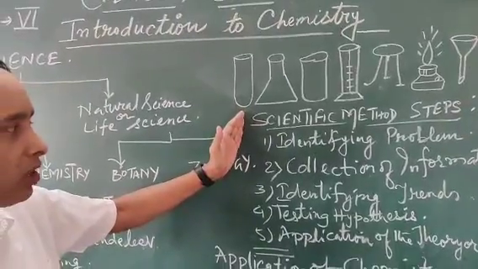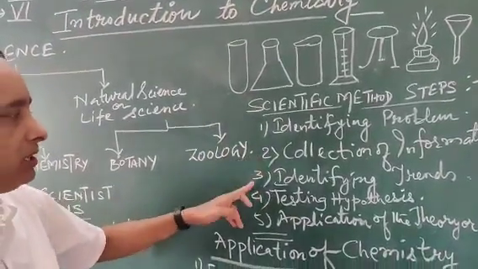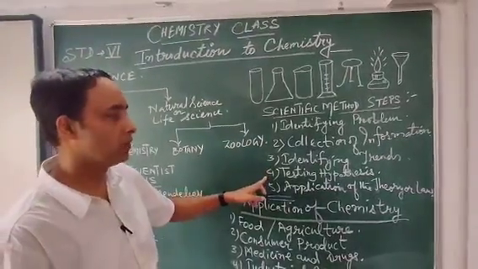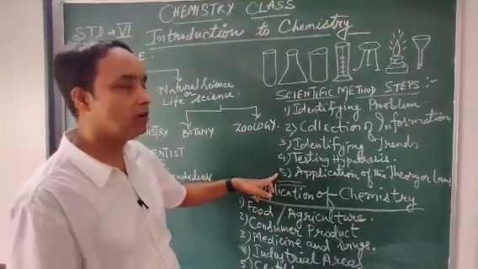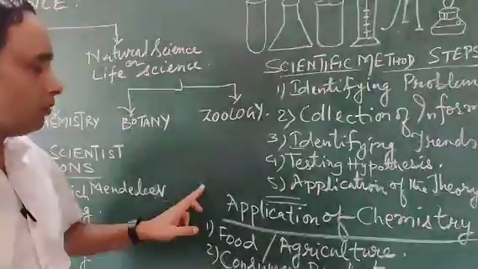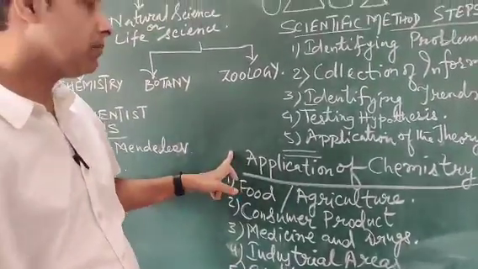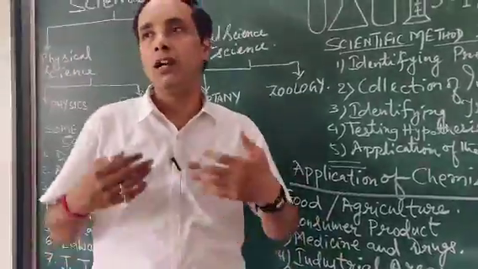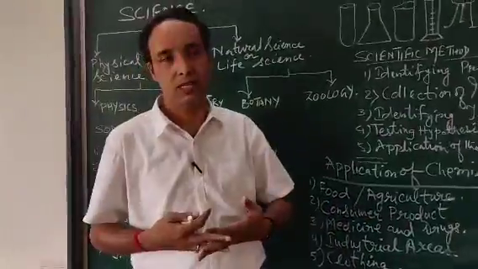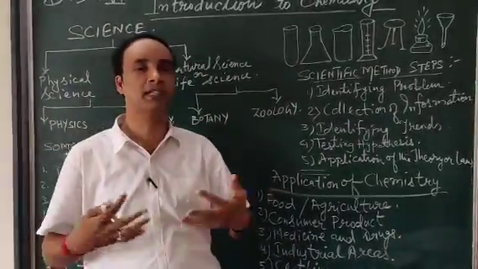First, identifying the problem. Second, collection of information. Third, identifying the trends. Fourth, testing the hypothesis. And fifth, application of the theory or law. Now, after the end, I would like to highlight the application of chemistry. Now, what has chemistry given us? A lot of things chemistry has given to us.